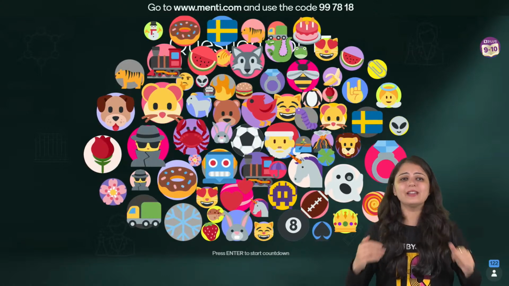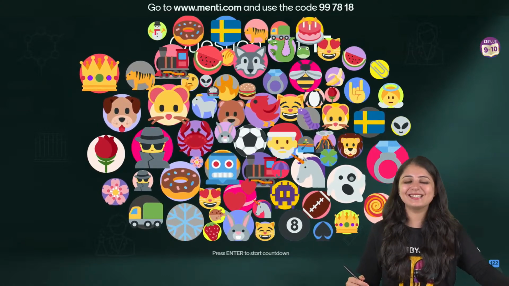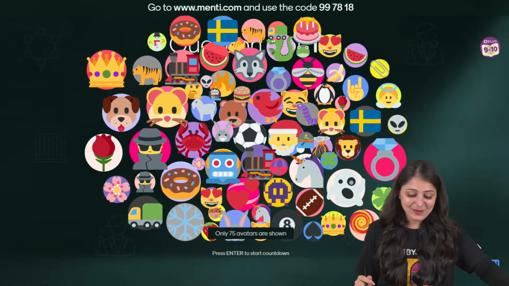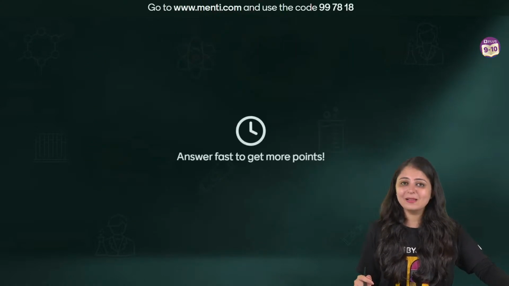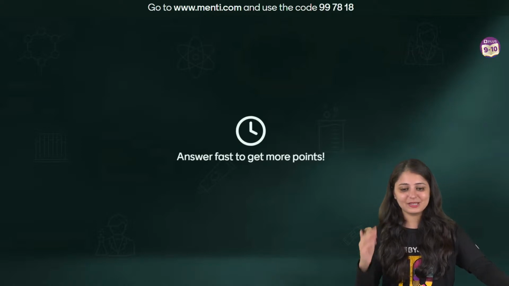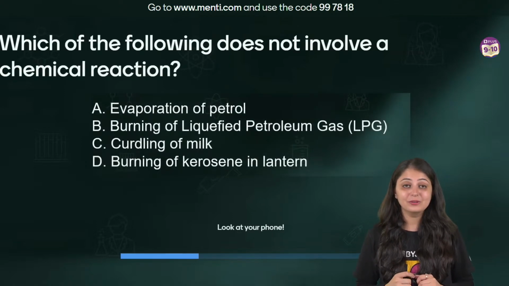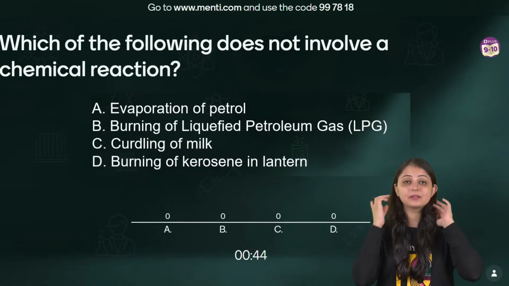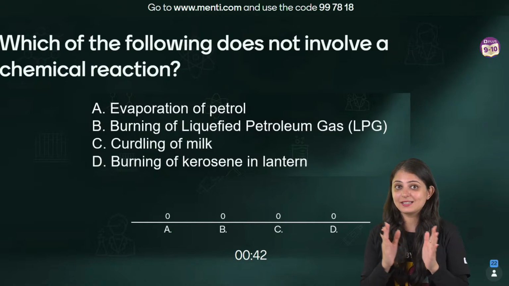Alright, I wish you all the very best. Let's start. Let's see what's question number 1. And I am super excited to see the leaderboard this time. Okay, question number 1. All the best, all of you. The question is right in front of you. Be very careful, okay? Which of the following does not involve a chemical change? Please note it says does not involve.